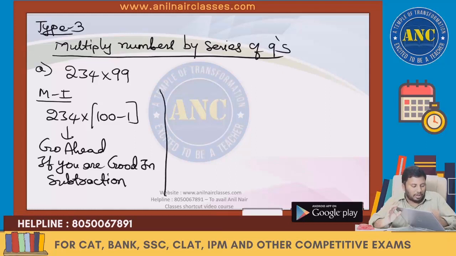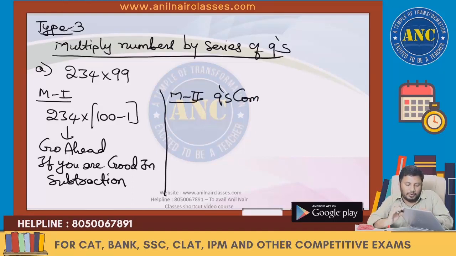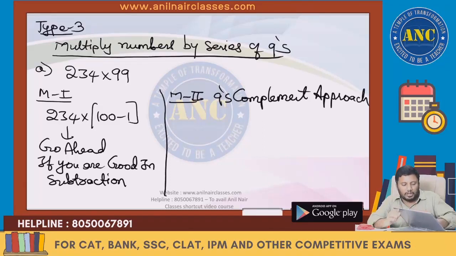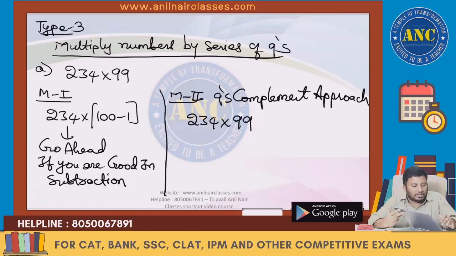This is method 1. Method 2: 9's complement approach. What is this approach? We will see. 234 into 99.